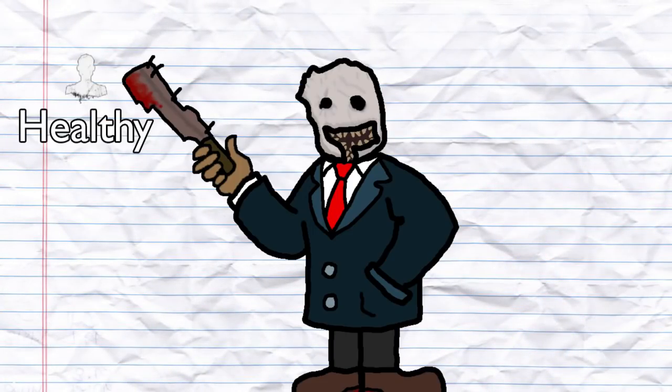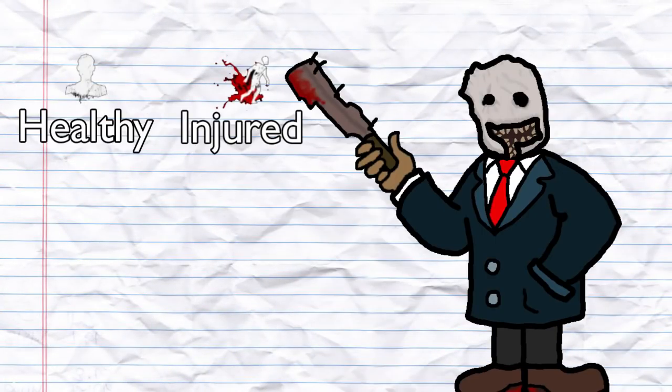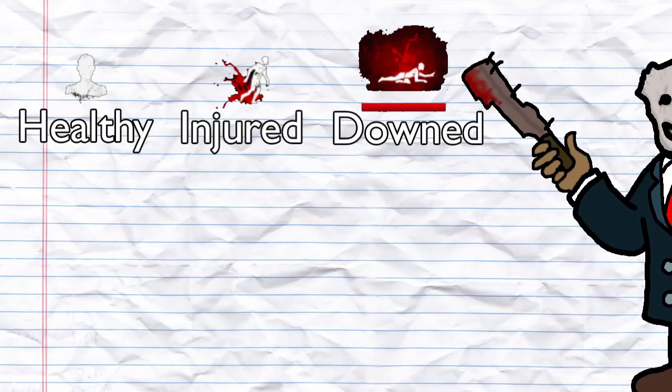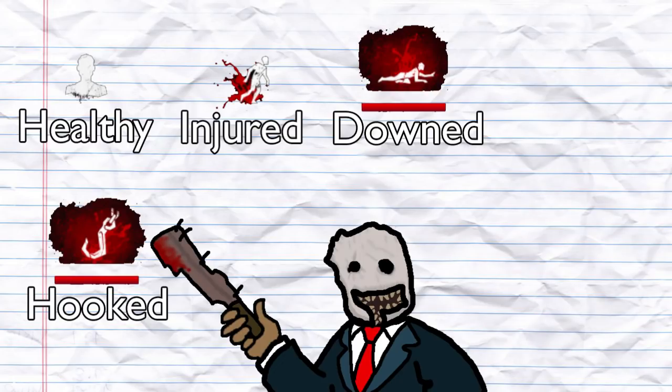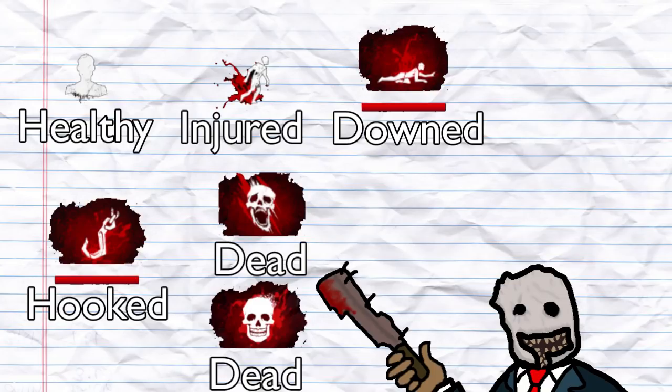This is what a healthy survivor looks like. This is what an injured survivor looks like. This is what a survivor who has been downed and can be picked up and put on a hook looks like. This is what a survivor who is currently hooked looks like. Note the progress bar at the bottom of the downed and hooked survivors. Once that reaches 0, the survivor will die, but we'll have more on that later. And this is what a dead survivor looks like.